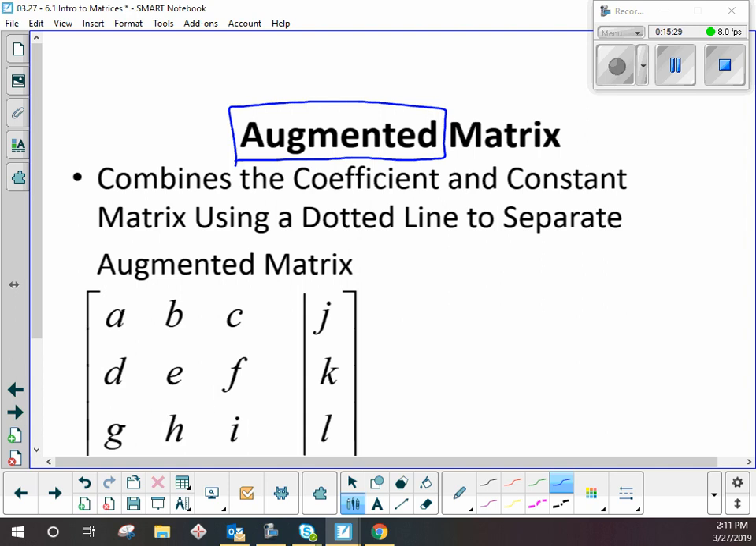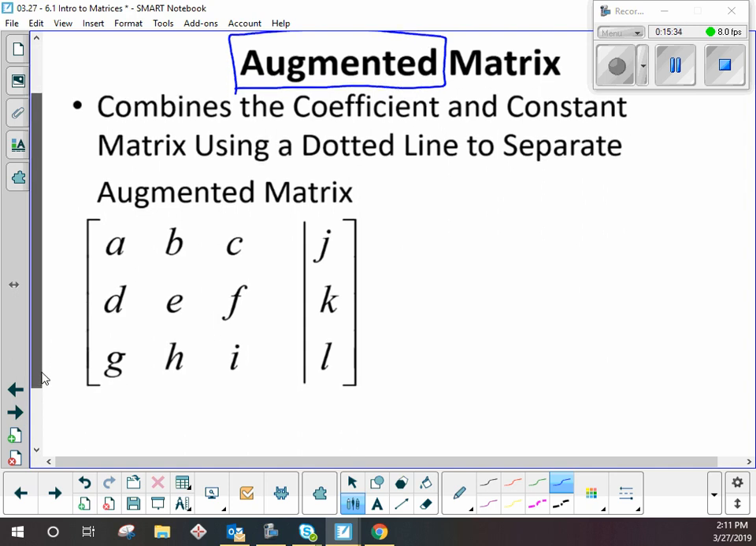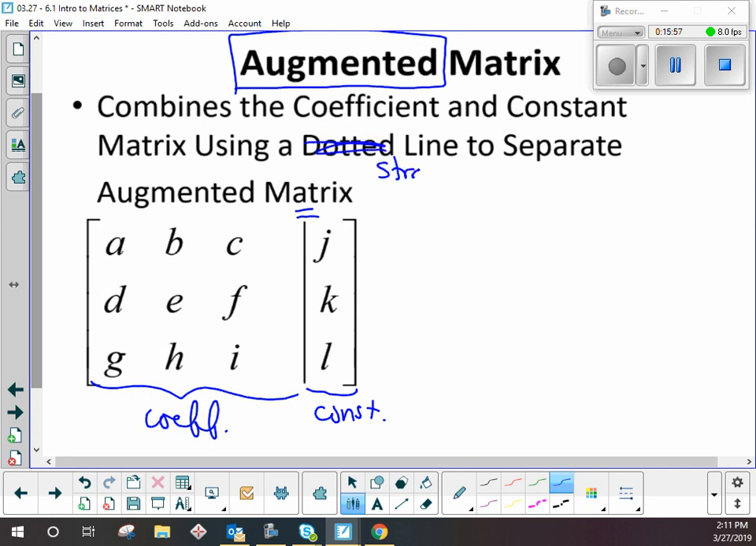Okay, try it again. An augmented matrix is where the coefficient matrix here and the constant matrix are connected. We said earlier the straight line is like the equal sign, right, for a system of equations. And then don't forget about your brackets. It says dotted here, but we're going to do straight because it's faster to write straight than dotted when you're writing your matrices.